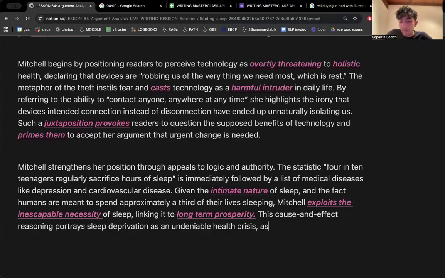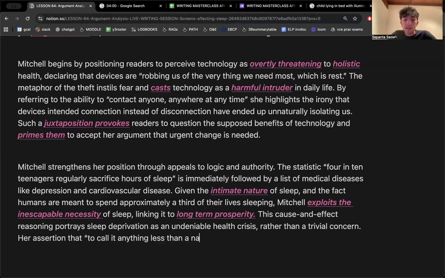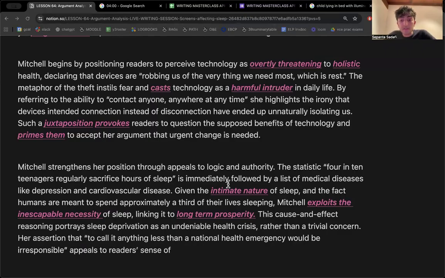And I'll even extend that as rather than a trivial concern. Her assertion that to call it anything less than a national health emergency, right, would be irresponsible, right? What does that do? It appeals to readers' sense of, one, civic duty. Two, it almost makes the dismissal of this issue seem really negligent, right?